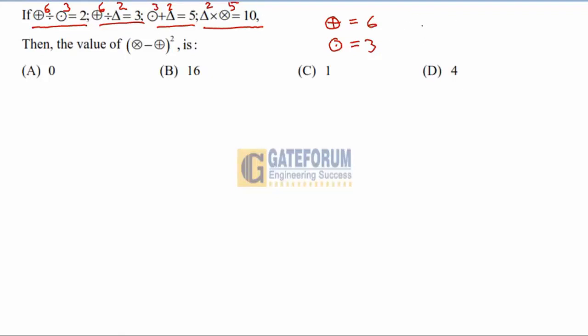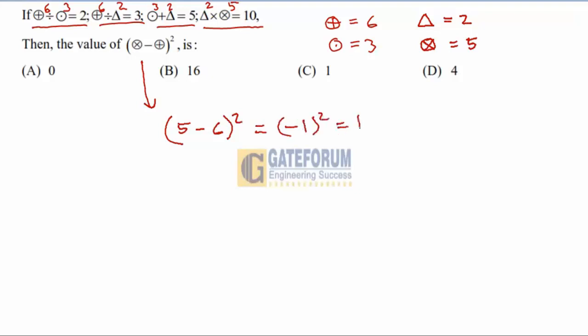We have identified that this triangle is equal to 2, and we have also identified that this multiplication sort of thing is equal to 5. So we have identified all of this. So what will be the value of this? You see that multiplication sort of thing is 5, minus this plus sort of thing is 6. So (5 minus 6) whole square is (minus 1) whole square, that is equal to 1. So we will say C is the correct answer.